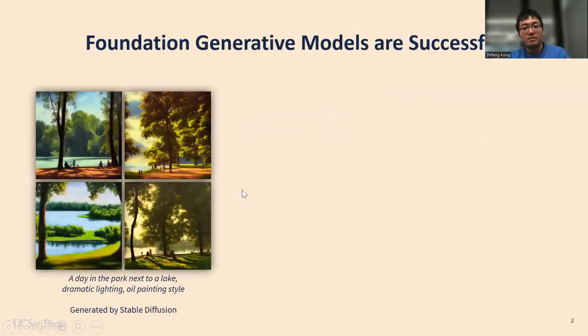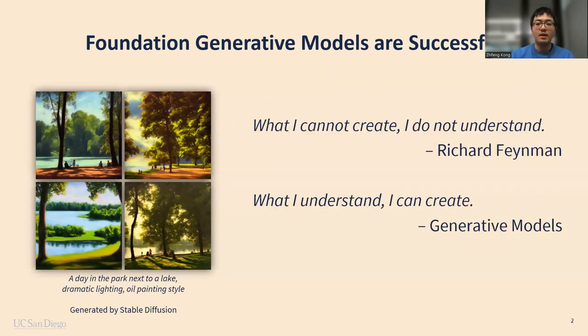In recent years, we have seen huge success in foundation generative models. For example, Stable Diffusion can turn text into high-quality images. So, to quote the famous saying by Richard Feynman, "What I cannot create, I do not understand." Now, the goal of these foundation generative models becomes: what I understand, I can create.